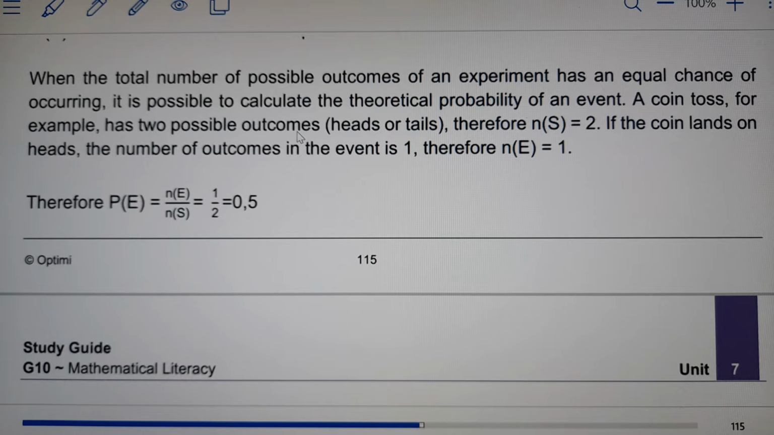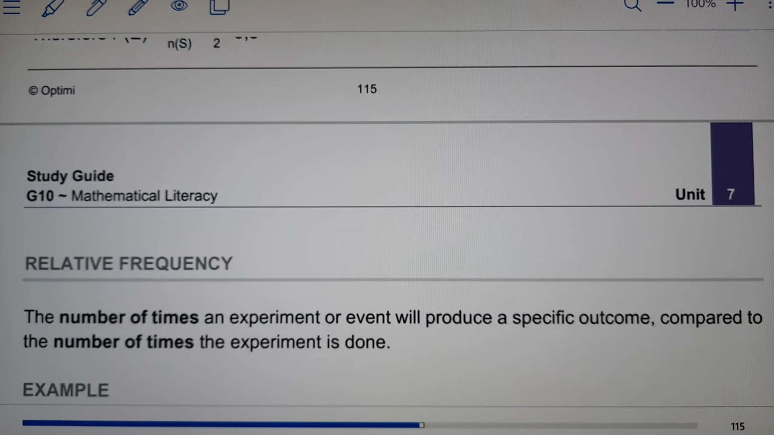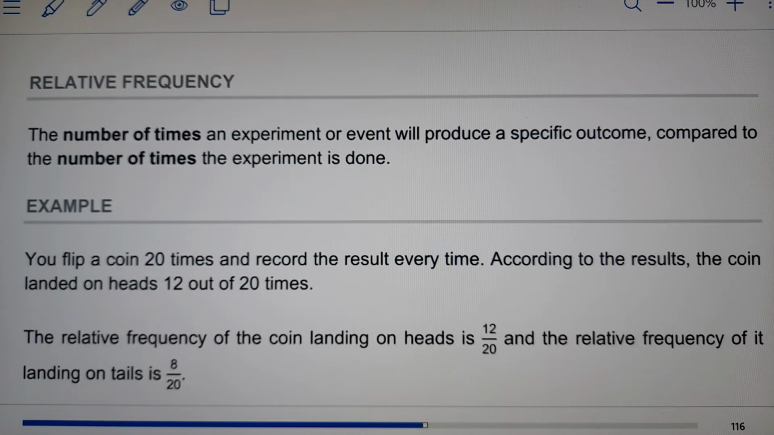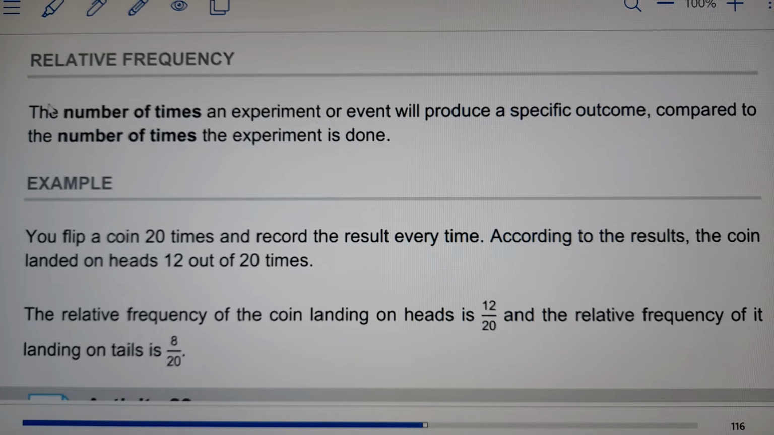A coin toss, for example, has two possible outcomes, heads or tails. Therefore, n(S) is equal to 2. If the coin lands on heads, the number of outcomes in the event is 1, because we can only have one head. We have already gone through this. Okay, so now let's look at the relative frequency.